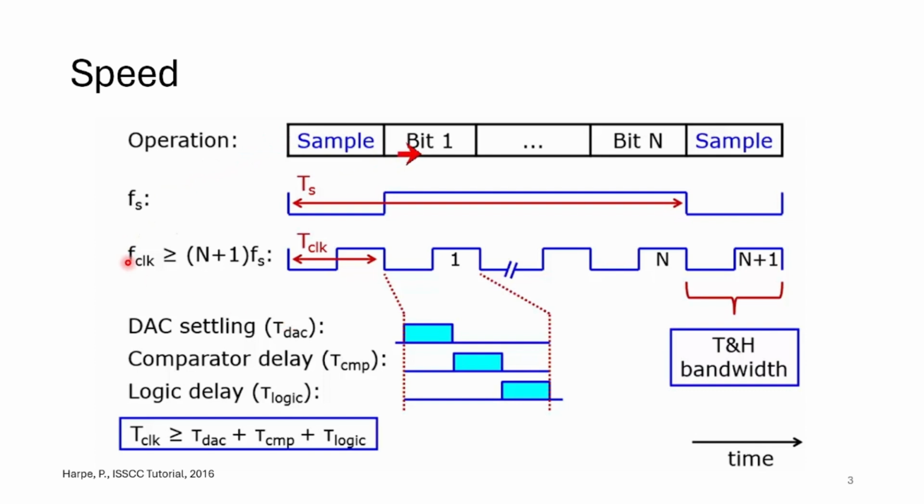Also regarding the frequency and clocking, because the DAC has a settling time, the comparator has a delay, and the logic also has a delay, you should consider the sum of all of these to define your main clock. And the main clock period should be more than this because this part of the ADC needs to settle and do the conversion and the decision.